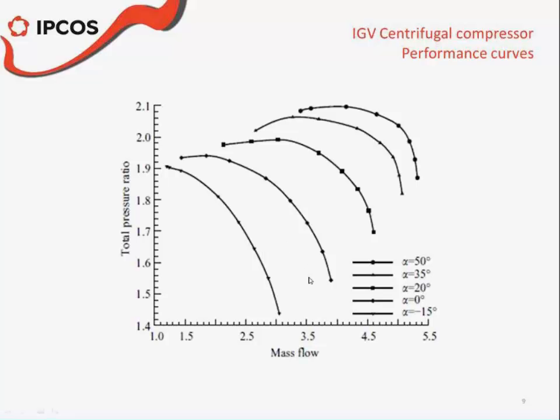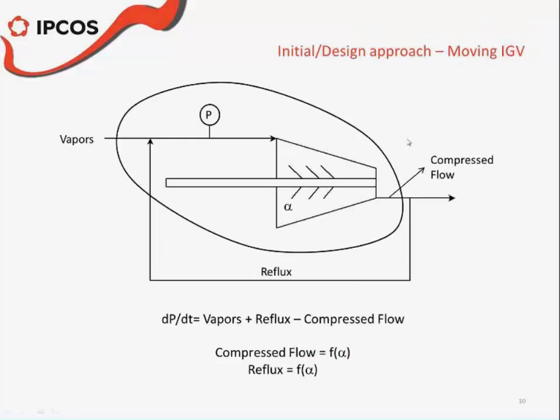The performance curve changes with the opening of the inlet guided vane, as you can see here. The more open, or the less restrictive, the inlet guided vane is, the higher the flow and pressure you can achieve with the compressor.